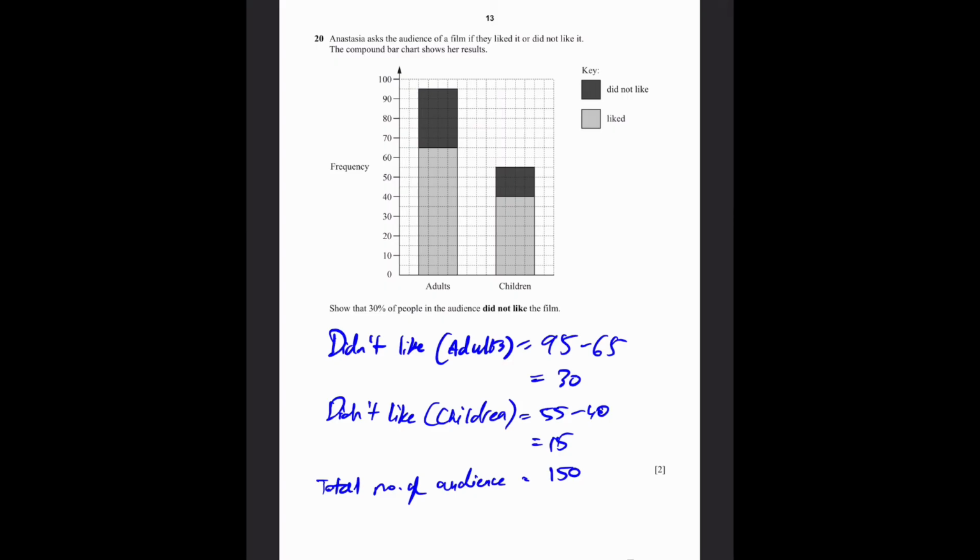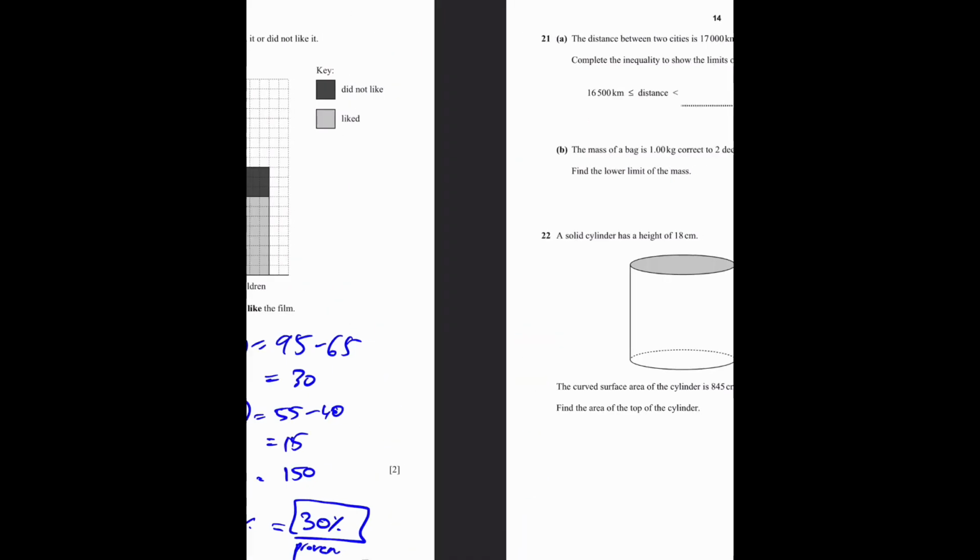So we get 30 plus 15 over 150 times 100% to convert to percentage. That's simply 45 divided by 150 times 100. We can cancel out and we get 1.5. 45 by 1.5 is 30. So it's 30% who did not like the film. Proven. And by the way, this is 30% of all the audience who did not like it. That's our answer. Question 21.